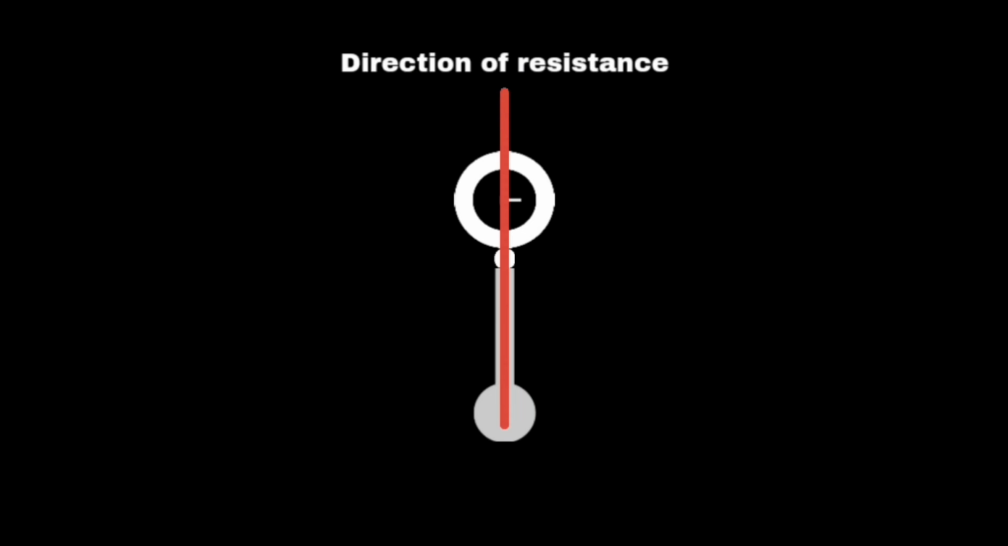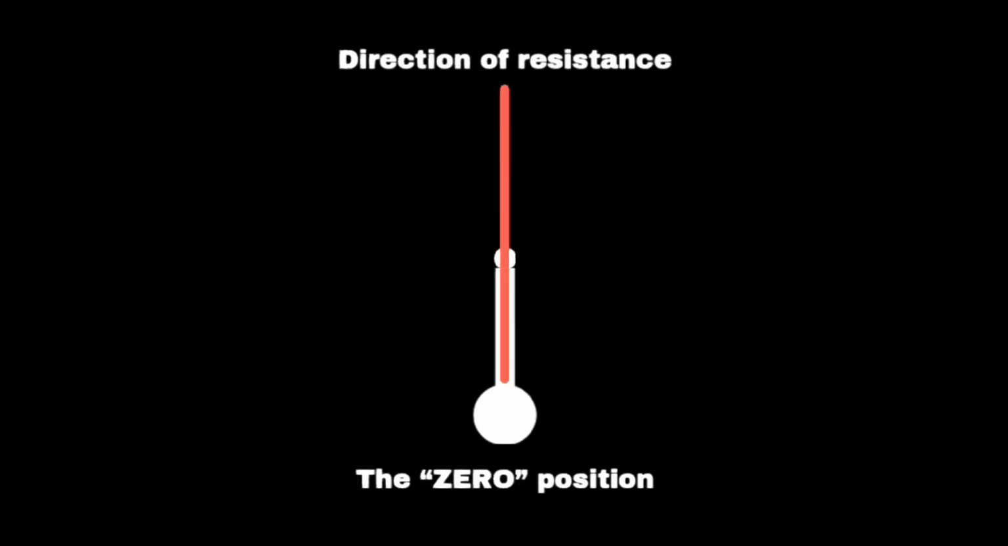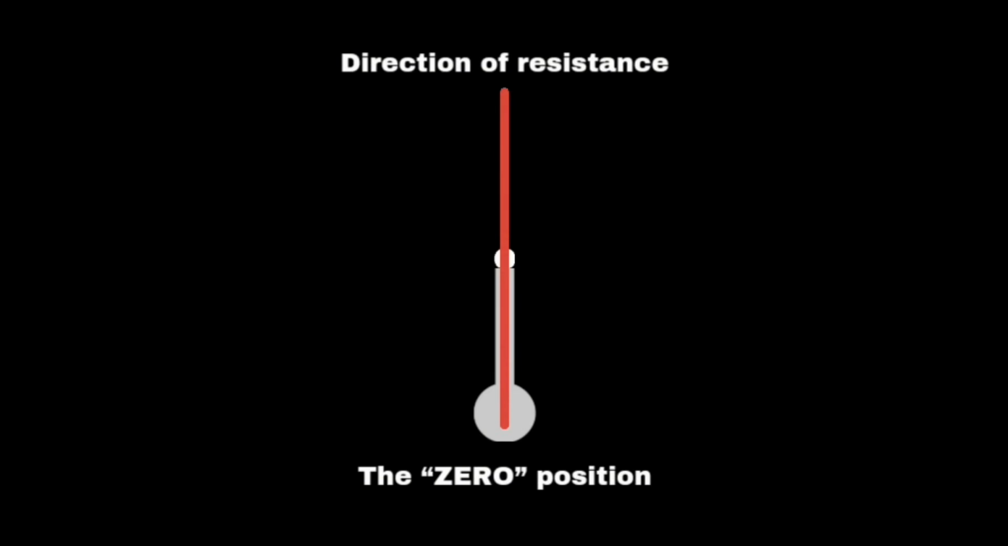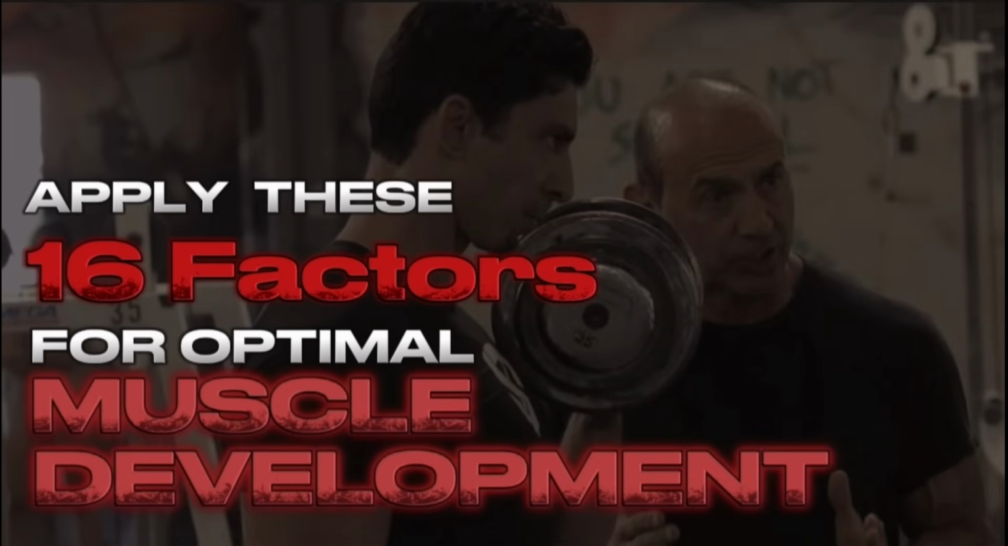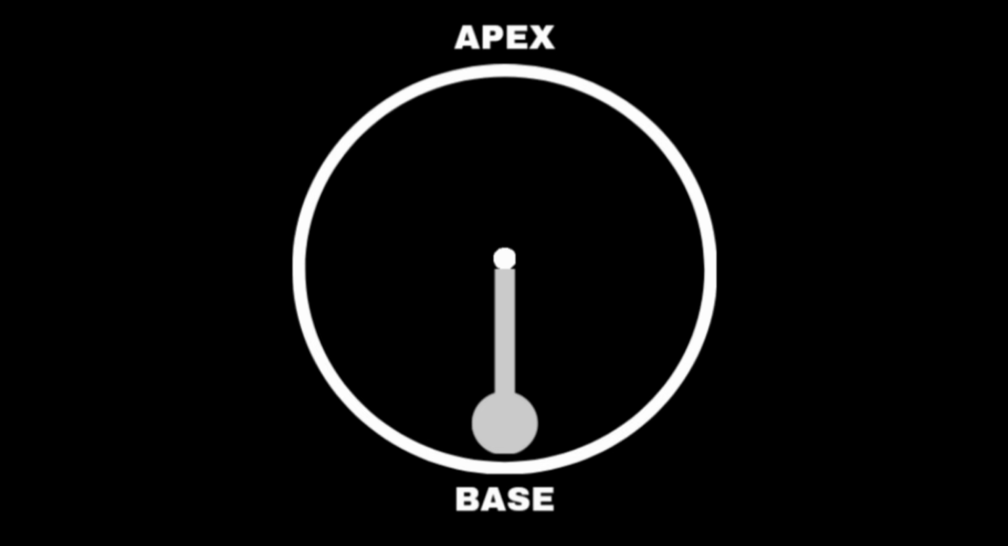The reason why it's easily maintained in that position is because a lever that is parallel with the direction of resistance is neutral. This position could also be called the zero position, and it could also be called the base. I talked about this in the 16 biomechanical factors video. The base position is the lowest point in the lower half of a circle. It is also the position which has its bob closest to the source of resistance, which in this case is gravity.